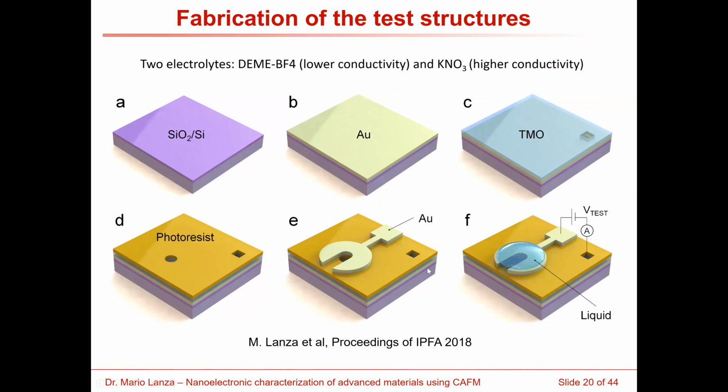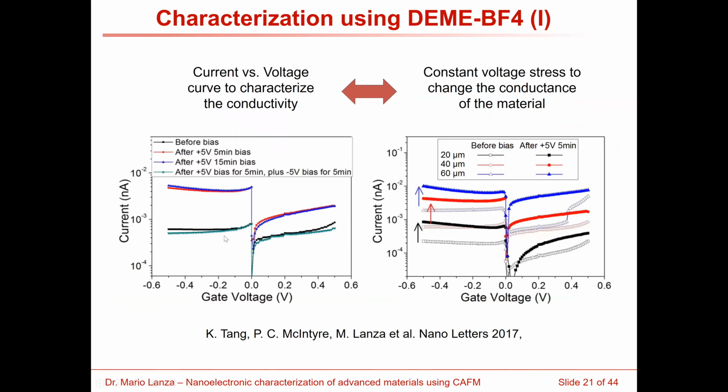So this test structure is easy to fabricate. If anybody is interested, you can read our paper in the Proceedings of the IPFA conference, but you can also send me an email and we will be happy to fabricate these kinds of structures for you. So here I show you one example of what you can do with this structure. For example, we have analyzed titanium oxide using 2 different kinds of ionic liquids. One is not very conductive, which is this ionic liquid called DEME-BF4, and another one that is more conductive that I will talk about later. When we do these stresses with different polarities, we can observe that the samples show resistive switching very clearly.